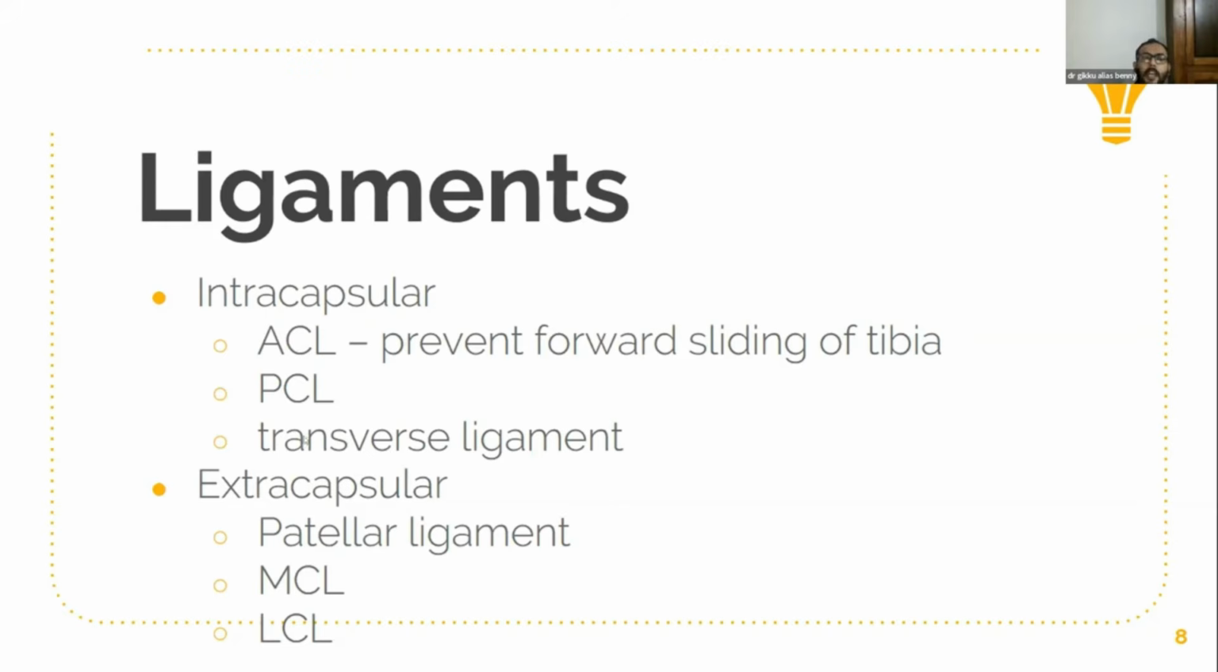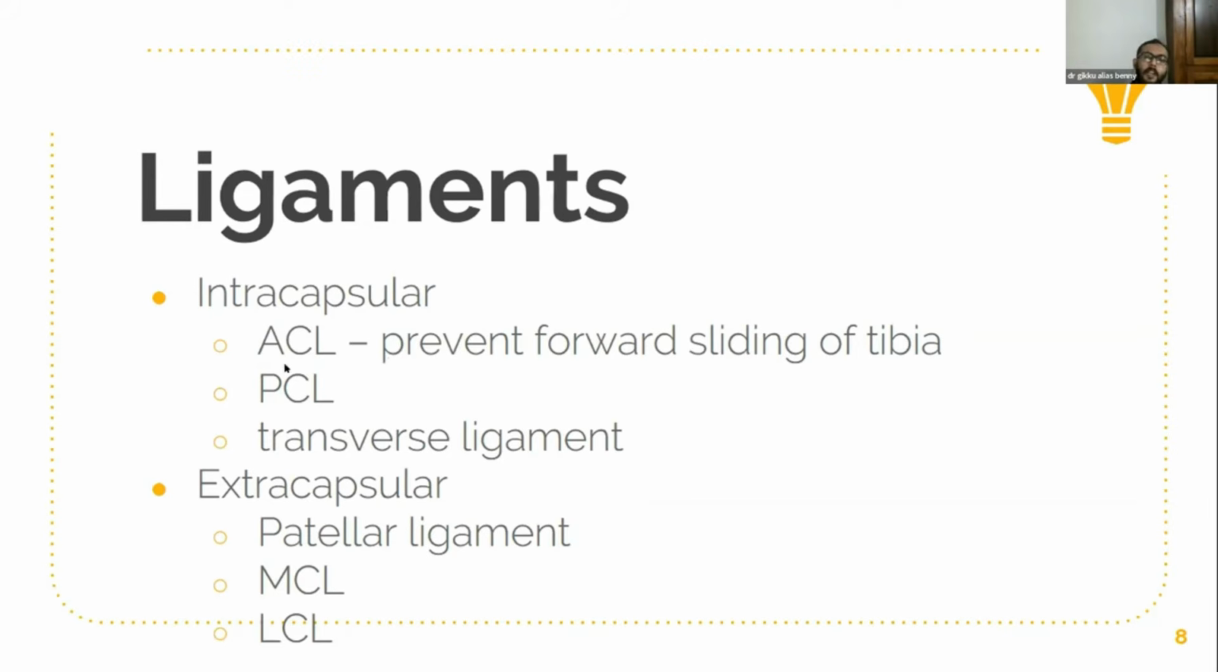Coming to ACL and PCL, anterior cruciate and posterior cruciate, anterior cruciate injury is common. If there is a patient with an ACL tear, we diagnose it with Lachman's test. In that condition, the most appropriate time to take an MRI is after 3 weeks and before 6 weeks. The most appropriate time to take an MRI in intracapsular ligament tear is after 3 weeks and before 6 weeks.